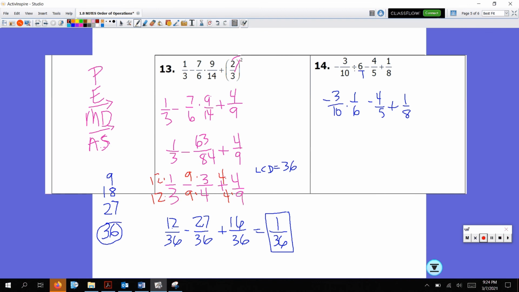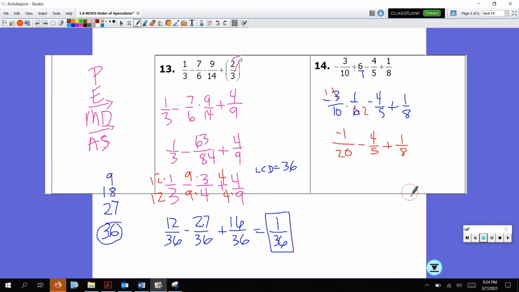Remember we can cross simplify. 3 goes into 3 once, 3 goes into 6 twice. Now I have negative 1 times 1 is negative 1 over 10 times 2 is 20. Bring everything else down. Oh, I don't know why I wrote 80. That was crazy. Okay, so now I have subtraction and addition.